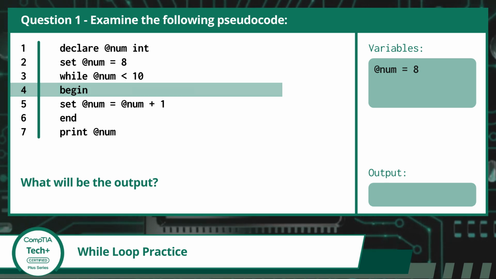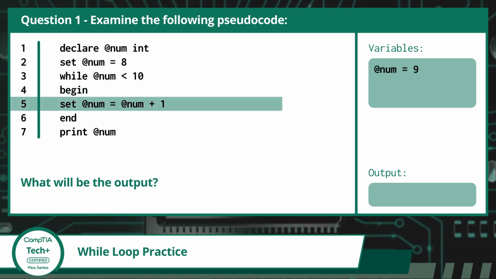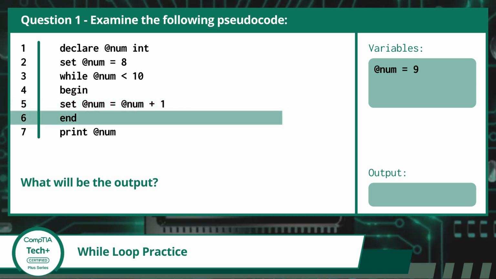So let's continue on. On line 5, we will reassign the variable at num with the current value of at num plus 1, resulting in a value of 9. Remember, this is a very important part of the while loop, since the condition check of the while loop is based on the value of at num. If our loop does not provide a way for at num to be modified in some way that will eventually cause the condition to evaluate to false, we could find our code stuck in an infinite loop. On line 6, we have the word end to mark the end of the looped code statements.